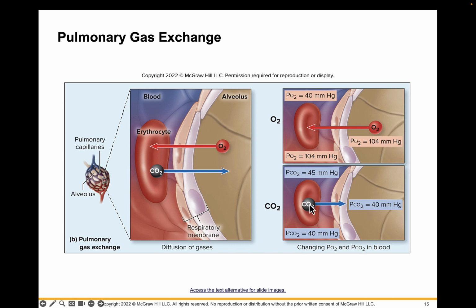Now it's backwards when we look at CO2. We look at CO2 as it's entering, has a partial pressure of 45 millimeters of mercury. We look at the partial pressure within the alveolus. Basically, we will see this partial pressure or exchange of CO2 until we've reached an equilibrium. So here, we're actually looking at CO2 being unloaded into the alveolus.